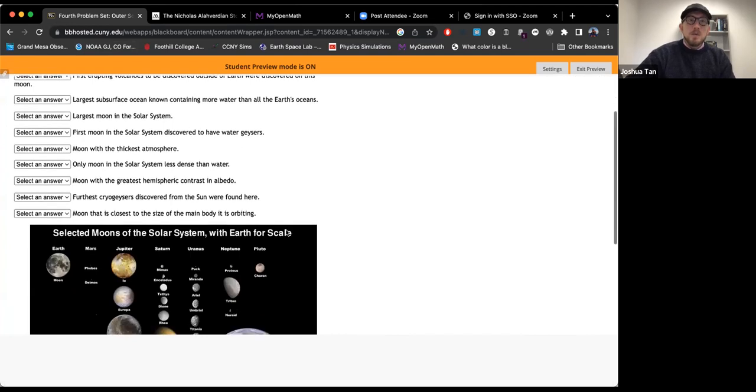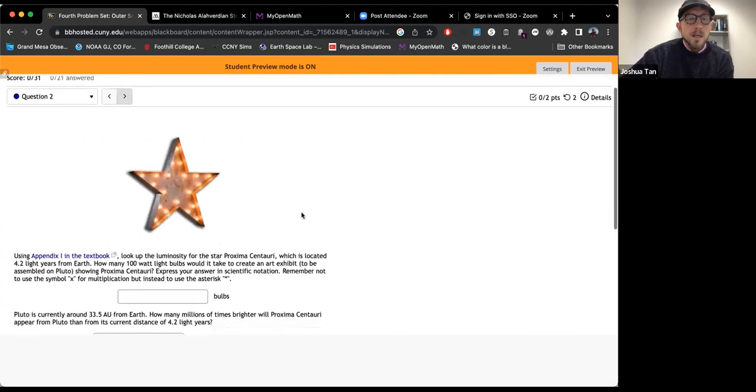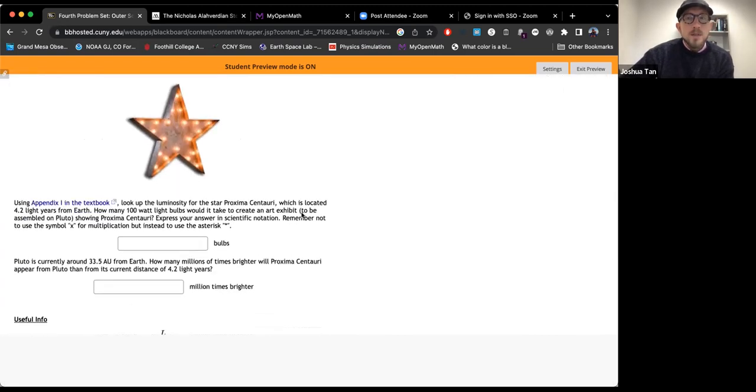The first question deals with moons in our solar system. You should be able to find information about all of these moons in your text, so please do look through those. Question number 2 asks you to think about a property that stars have called luminosity. If you look up the luminosity of stars in the appendix of our text, which is linked here, you'll be able to figure out how many light bulbs you would need to approximate this star.